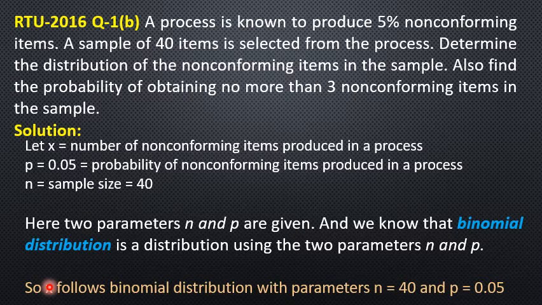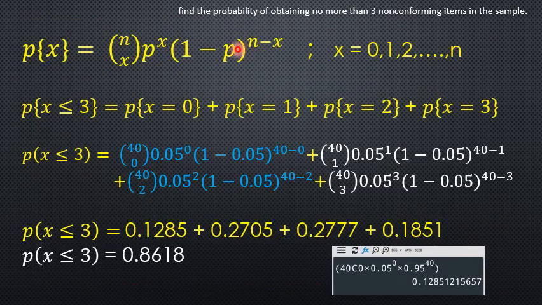And if the values of these parameters, n and p, are known, all information associated with the binomial distribution can be determined. So next we have to find the probability of obtaining no more than 3 non-conforming or defective items in the sample. We know the formula for probability for the binomial distribution: P(x) is equal to n combination x, multiplied by p to the power x, multiplied by 1 minus p to the power n minus x.